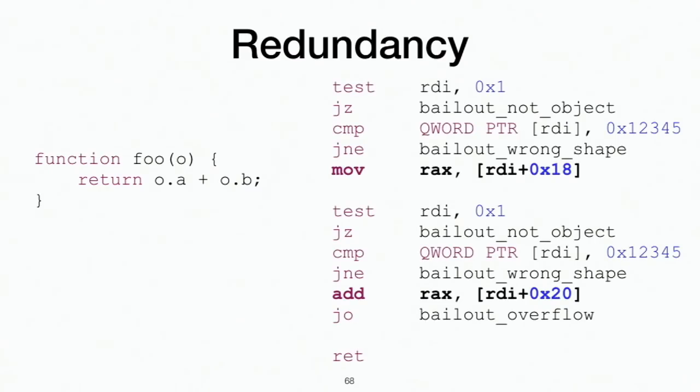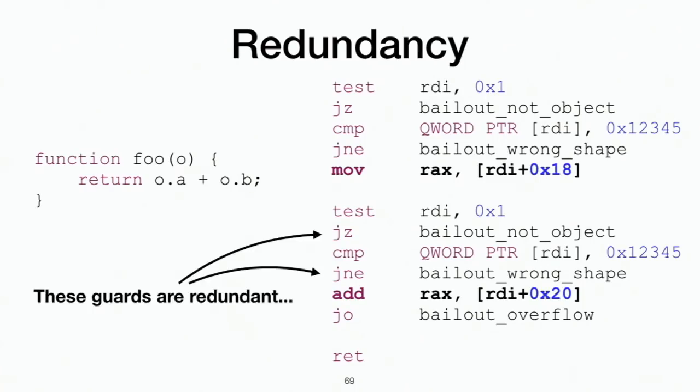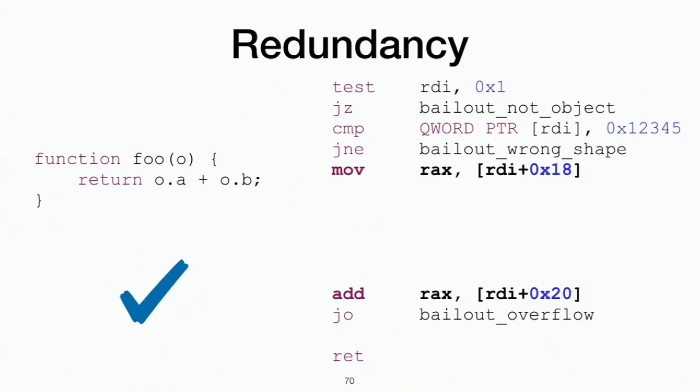If you compile this just like with the schema we've seen, you might end up with code like this, where it first does the SMI guard, then the shape guard, then fetches the first property, and then it again does the SMI guard, shape guard, fetches the second property. Well, in this case, obviously, the second set of guards is redundant, right? There's no way the shape can change or the thing can turn into an integer in between. So in this case, what we want is this code, right? The second set of guards removed.